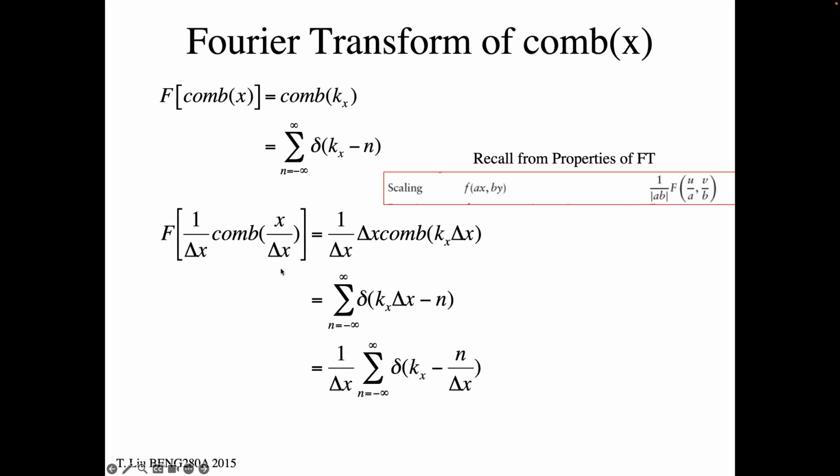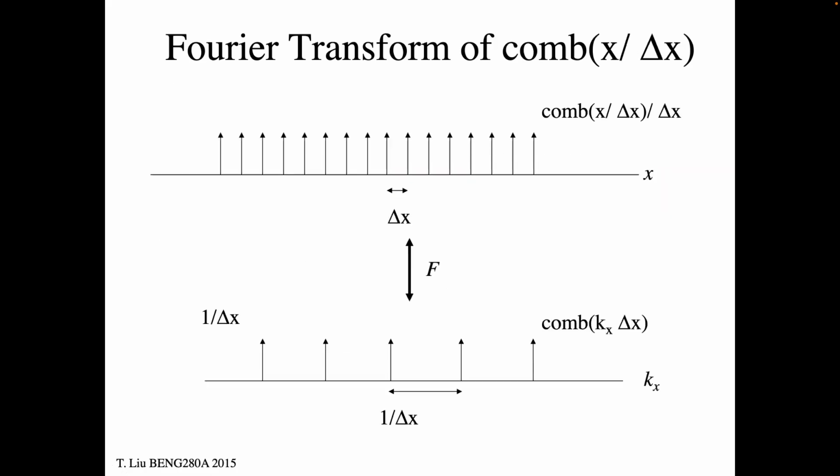So the Fourier transform of this function, a set of combs, is this thing. And when you plug in the delta x on this side, you find that the delta functions are separated by 1 over delta x, as opposed to delta x. If I have a comb function here of delta x, when I take the Fourier transform of that, I get a comb function. However, the spacing between the delta functions in Fourier space is 1 over delta x.